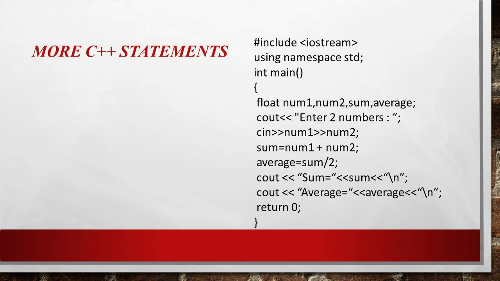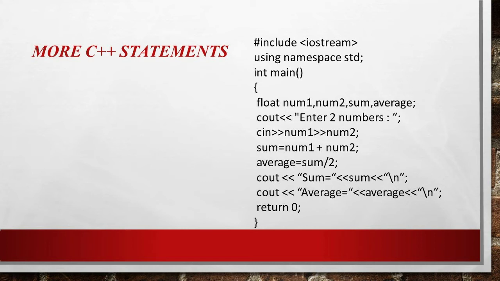Then we calculate the addition of number1 and number2 in the variable sum, so sum is equal to number1 plus number2, and we calculate the average. Average is equal to sum by 2. Then the stored values we display: cout sum is equal to sum, cout average is equal to average. There our calculated average value will be displayed. Then return 0.